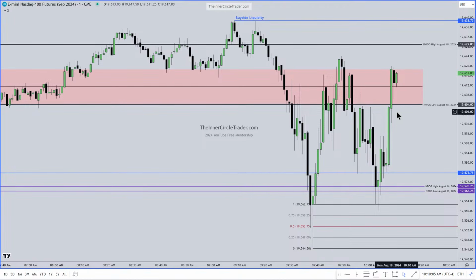See what this did? There's the wick formation. We opened, touched one more time the consequent encroachment of that opening range gap. Delivery, now it needs to speed up right above here. And for the folks that had their stop loss here, their hearts are broken.